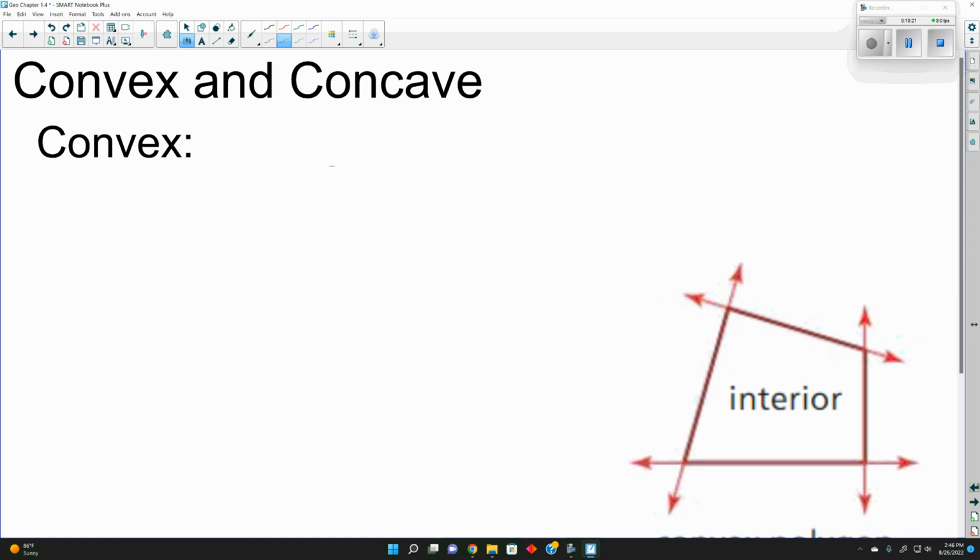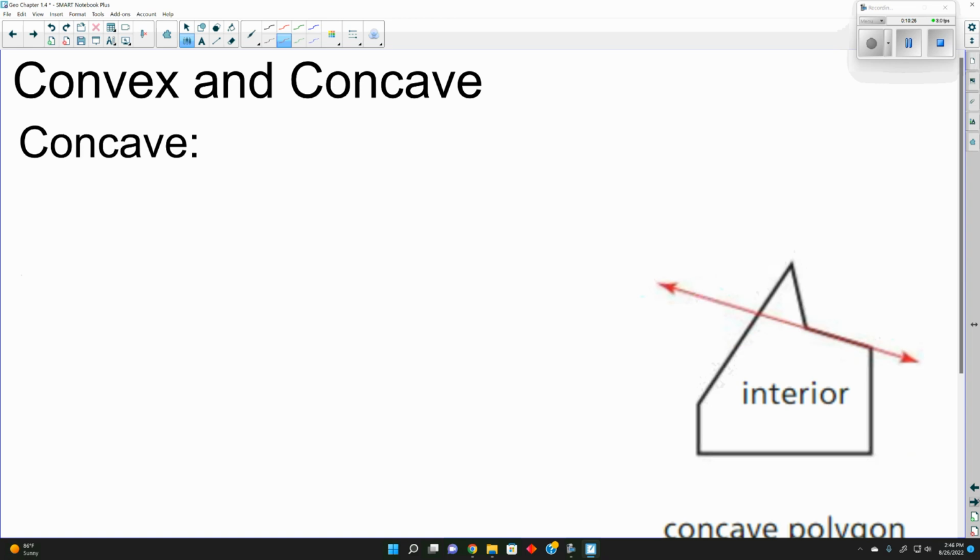So convex and concave. We're going to start with concave first. Now, a figure is considered concave if we extend one of the sides. So if we take one of the side lengths and extend it out like a line, and that line goes through the figure, it is concave. It's caving in.